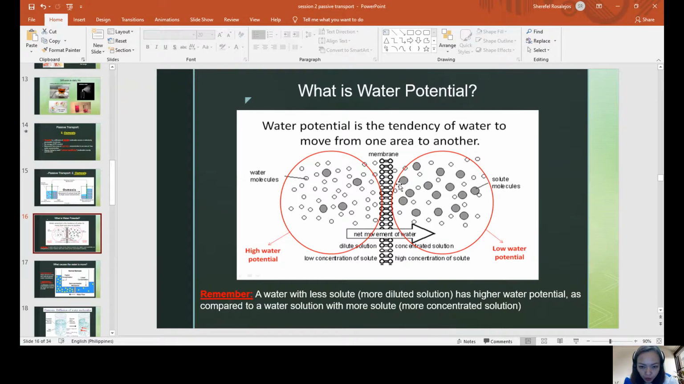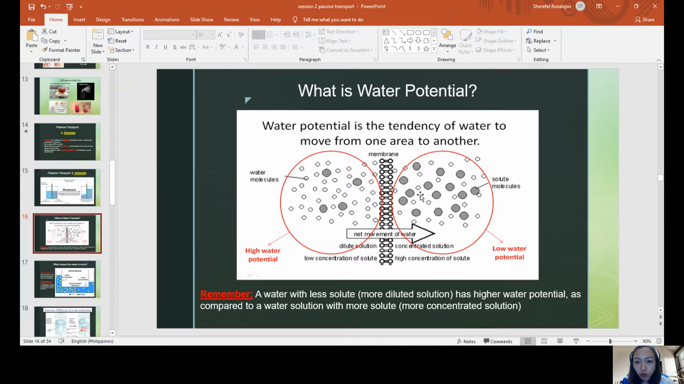You can see in this diagram, the first circle, water molecules are the small circles, right? And the solutes are the big circles. So you can see in this first circle, daghan ang tubig over the solute. In the second circle, you can see that there is an even distribution already of water molecules and solute. Okay, asa padung si water in this side? Asa padung ang movement of water?